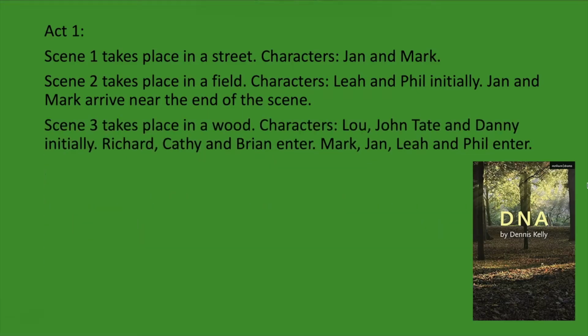Scene 3 takes place in a wood. The characters involved are initially Lou, John Tate and Danny. A little bit later Richard, Kathy and Brian enter, and a little bit later Mark, Jan, Leah and Phil enter. Lou is panicked. John Tate tells her everything will be fine. Danny is anxious that his future plans to become a dentist will be ruined by what has happened. John Tate threatens to bite the face of anyone who uses the word dead. Kathy is excited by what has taken place.